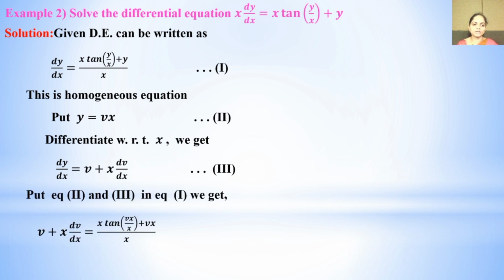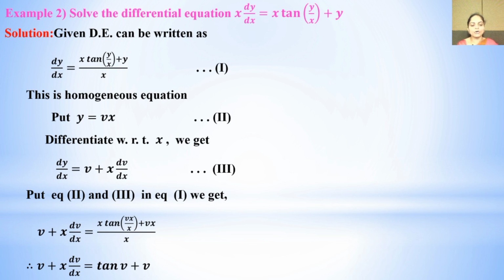We get v plus x into dv by dx is equal to x into tan of vx divided by x plus vx divided by x. On solving we get v plus x into dv by dx is equal to tan v plus v.